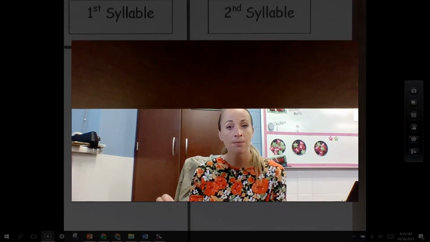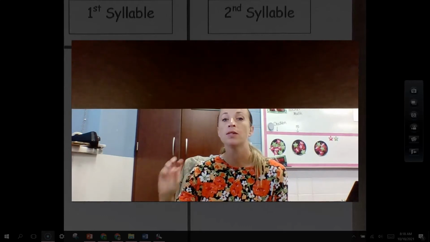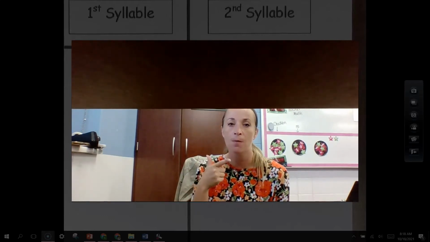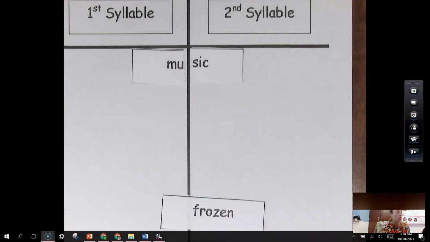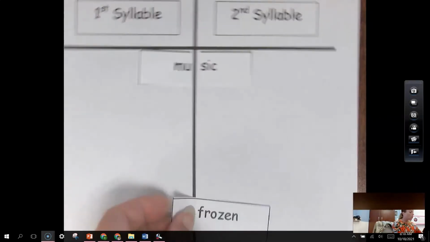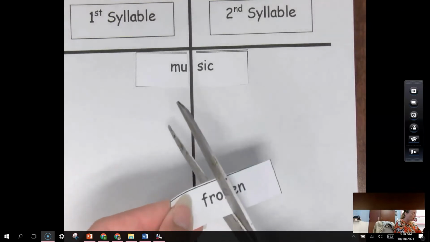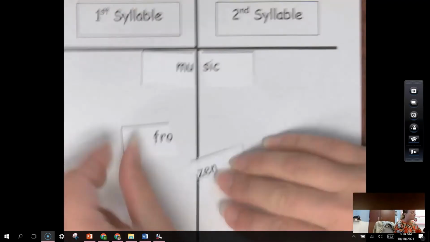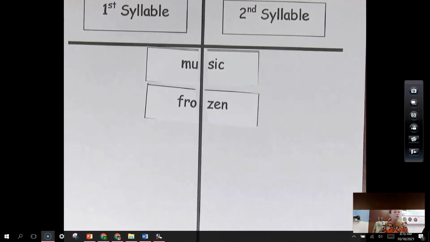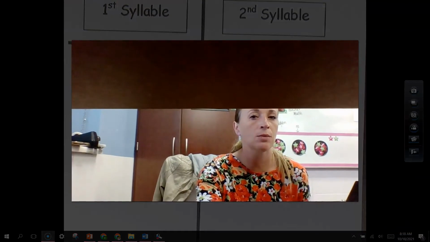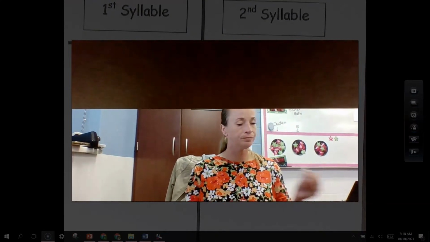Frozen. One more time. Frozen. What letter am I holding out? If you said that I was holding out the O, you are exactly right. We were holding out the O there. So because we're holding out the O, we are going to cut it between the O and the Z. So we would cut that, and we would put that right there and glue it on. So we are looking for the first and second syllable. If you need to pause the video, go ahead and do that, and when you're ready, go ahead and press play.